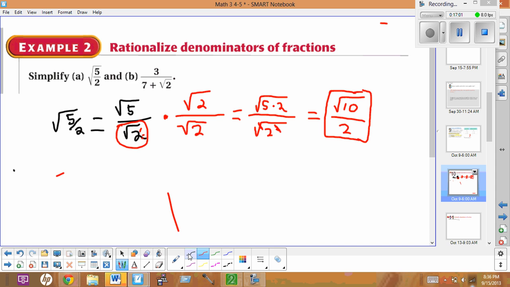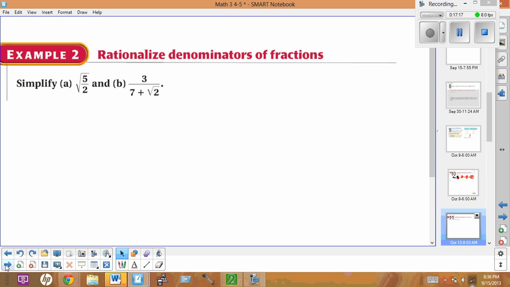Okay, lastly, let's take a look at how we do example B. Right, so go ahead and write down the 3 over 7 plus radical 2. And this is actually dividing, and I'm dividing by a polynomial. So here we go.